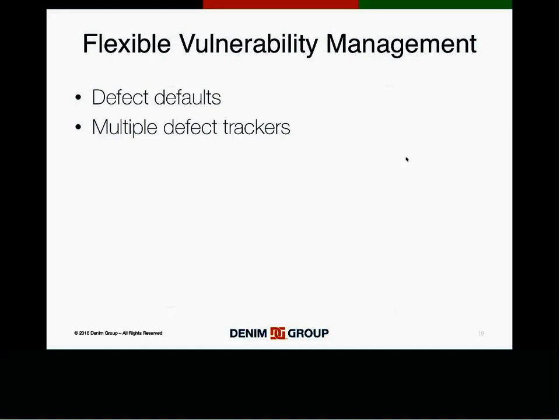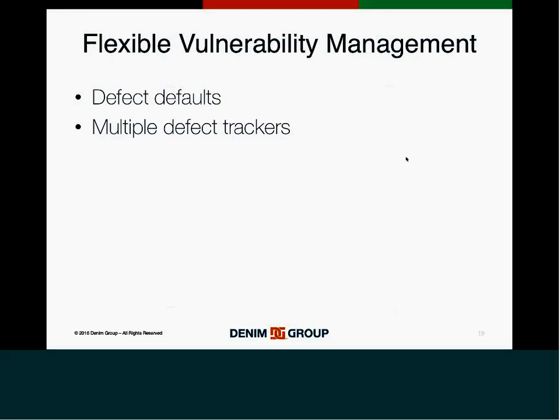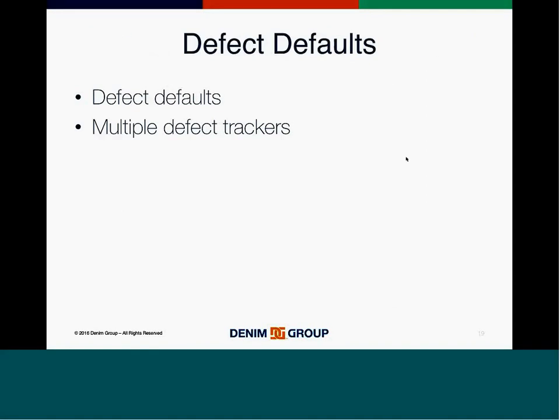We've also tried to make it much more flexible in ThreadFix how you can manage vulnerabilities. And the two major things that we've done for this release are to allow for the creation of defect defaults, and this is an improvement on some of the work that we did in 2.3, as well as to allow you to attach multiple defect trackers to applications. And we'll talk through some of the use cases we've seen people use or need this type of flexibility for.